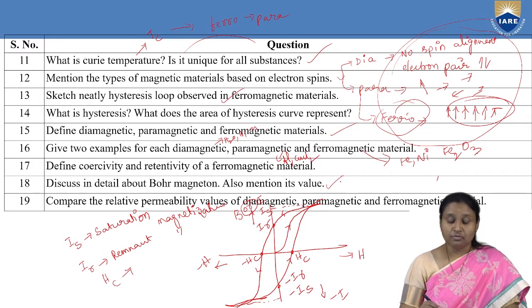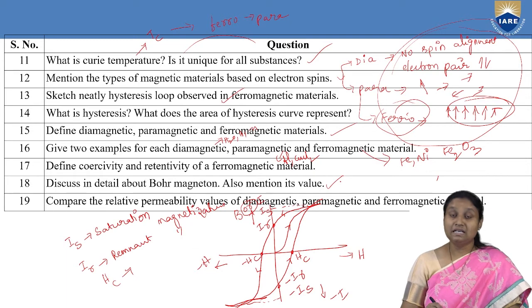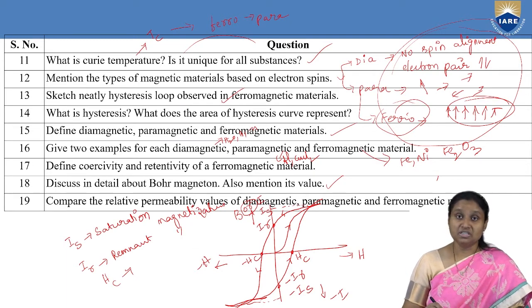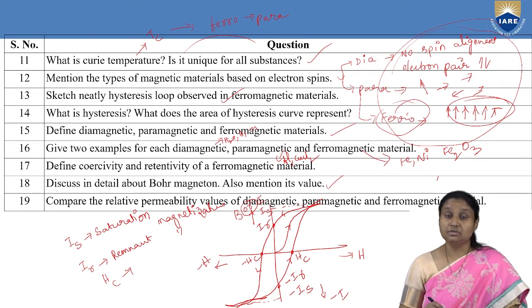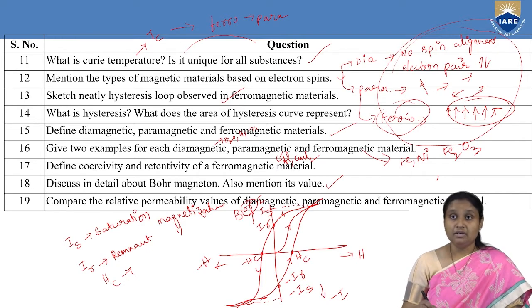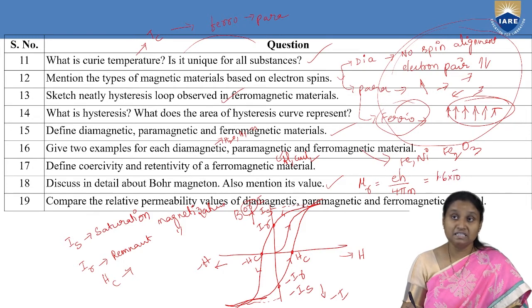Now, Bohr magneton. What is Bohr magneton? It's a standard unit used for measuring magnetic moment associated with an atomic system. And the value of the Bohr magneton is given by eh by 4 pi m, where e is the charge of the electron, which is 1.6 into 10 power of minus 19.